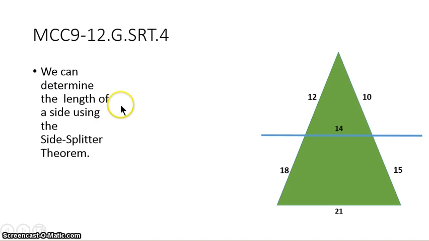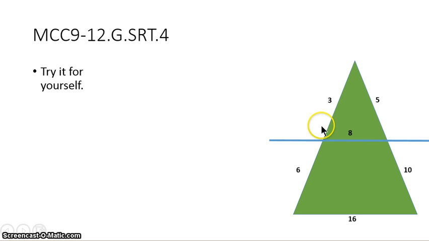You can determine the length of the side using the side splitter theorem. As you can tell, these sides are all proportional. If you go out and divide each of these numbers, you'll find that they equal the exact same measure. Try for yourself. Using these points, are they proportional to each other? Yes. 6 divided by 3, 2. 16 divided by 8, 2. 10 divided by 5, 2. They're proportional.